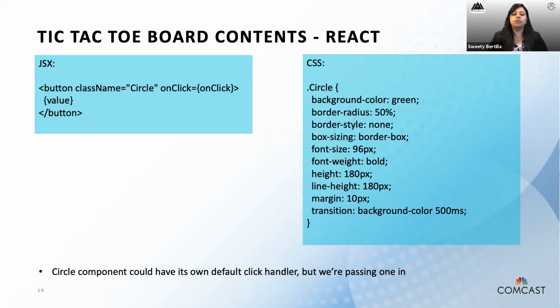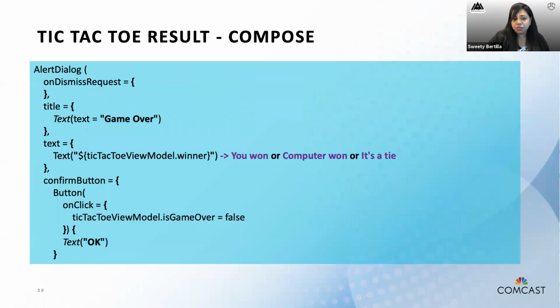So he's setting the background color is green. He's setting a border radius style, the sizing, the font style, the weight, the line height, and pretty much all the properties that are needed for it. And then we go to the left, you could see the value. Value is where he's handling the text to show the X or the O. The circle component could have its own default click handler, but we are passing one in. With that, I'm going to give it to Dheeru to talk about the tic-tac-toe result.